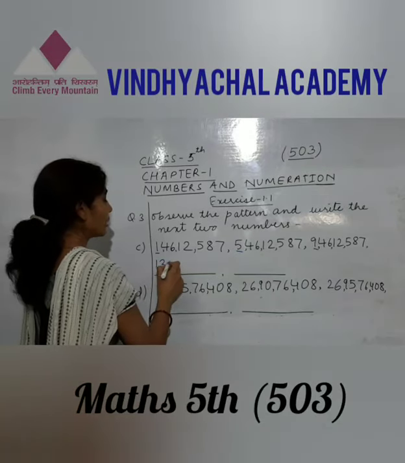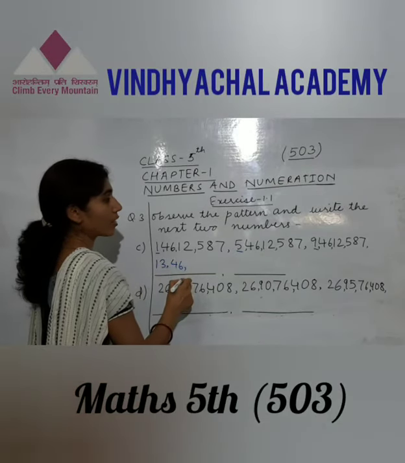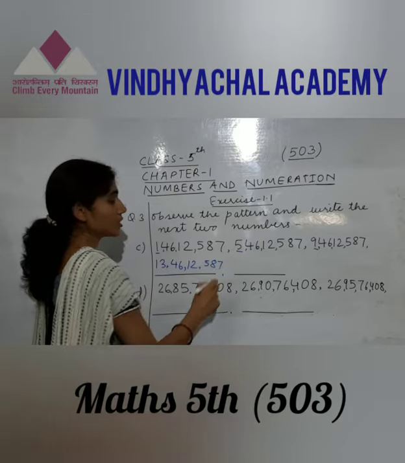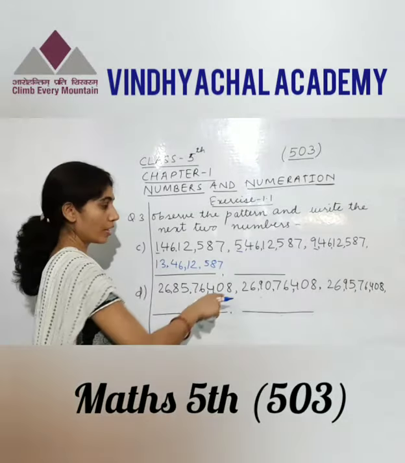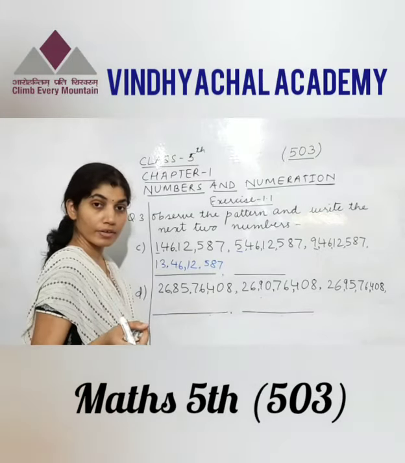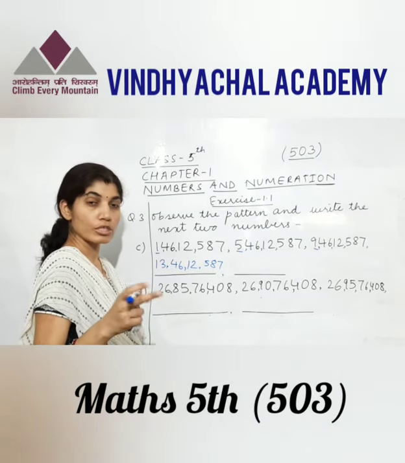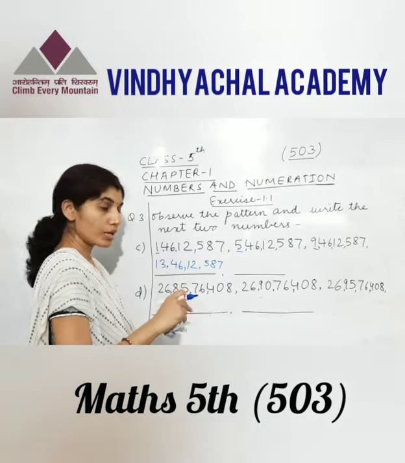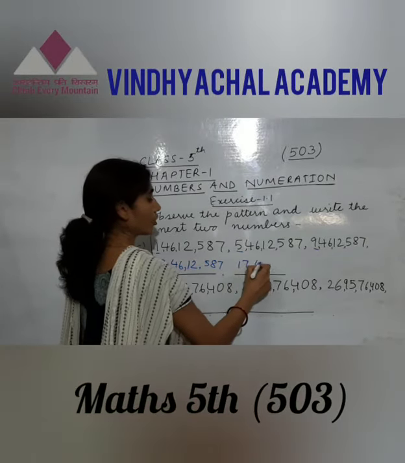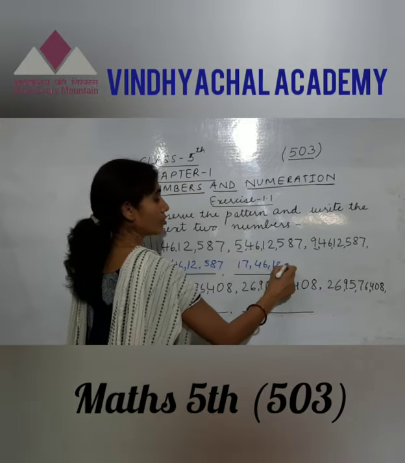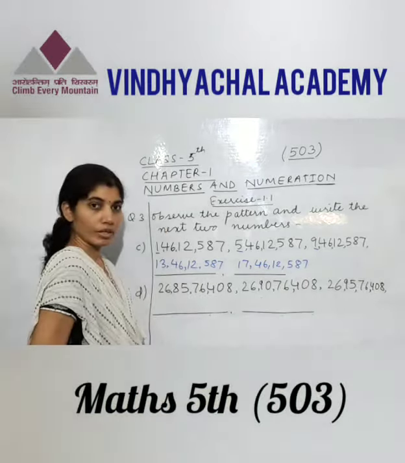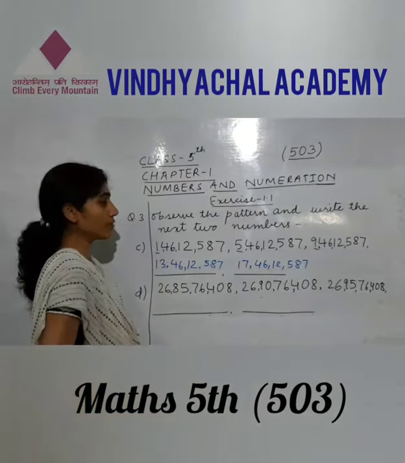So it will be 13 crore 46 lakh 12,587. Okay, then one more number we have to write. Now to 13 crore again we will add 4 crore. 13 plus 4 is 17. So next number will be 17 crore 46 lakh 12,587. Understood? This is C1 which we have done.